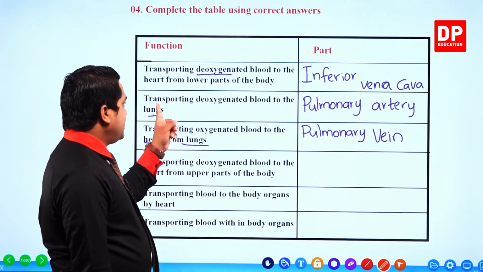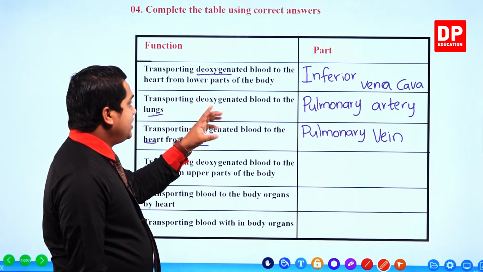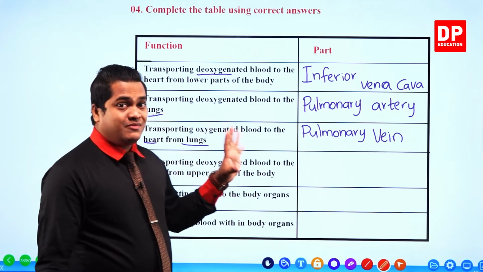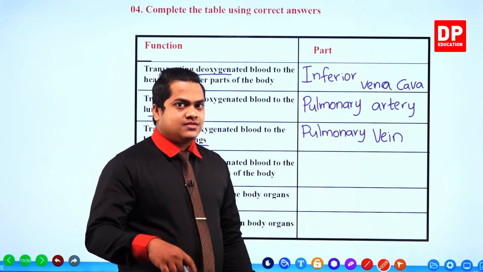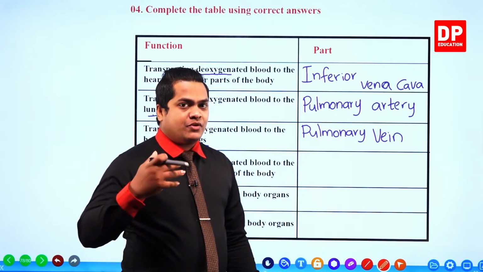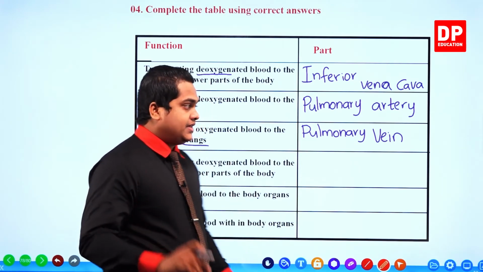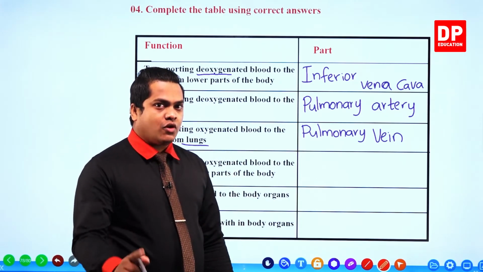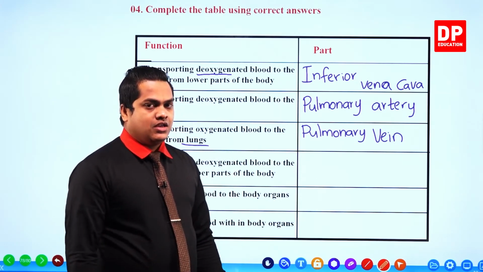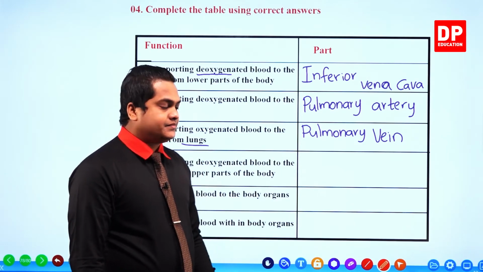In the earlier case, transporting deoxygenated blood to the lungs. Lungs means a different organ. So from heart to lungs, taking away, distributing away from the heart. Here, to the heart from lungs. So from lungs, blood is coming. So it should be a vein.